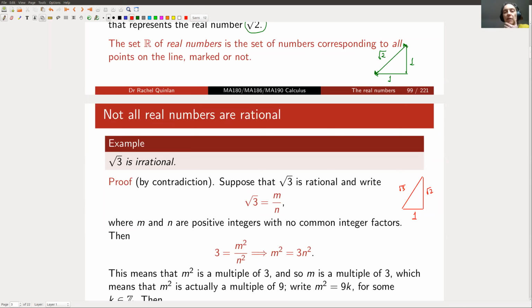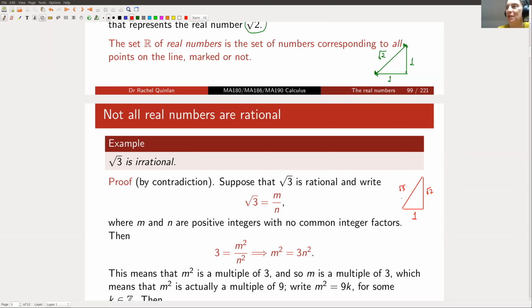Okay, so we're going to prove that the square root of 3 is not a rational number. And the exact same proof would apply to the square root of 5 or the square root of 7 or the square root of any other prime. To do this, of course, we're going to use our knowledge about factorization of integers and a bit of number theory, really. This is not particularly close to calculus, but it's relevant to our study of real numbers.